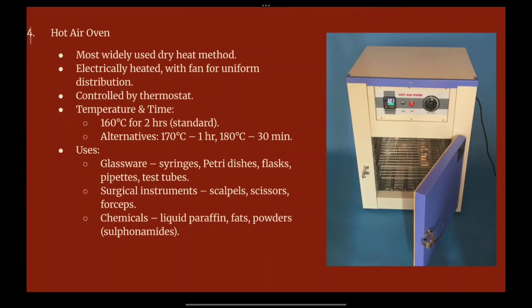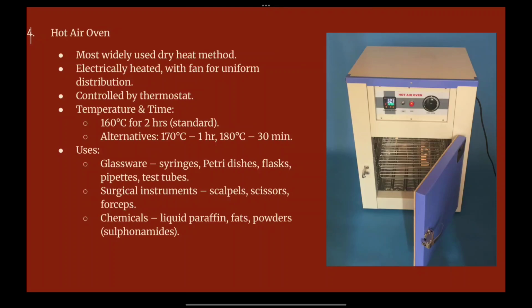Moving to the fourth type of dry heat sterilization, which is the hot air oven. This is commonly found in microbiological labs, wherein it is widely used for the dry heat method, and it is electrically heated. A fan for uniform distribution is placed inside the hot air oven. As the name says, hot air and oven, the air is heated up and circulates inside the chamber and creates a heat sterilization effect. Here it is controlled by a thermostat.